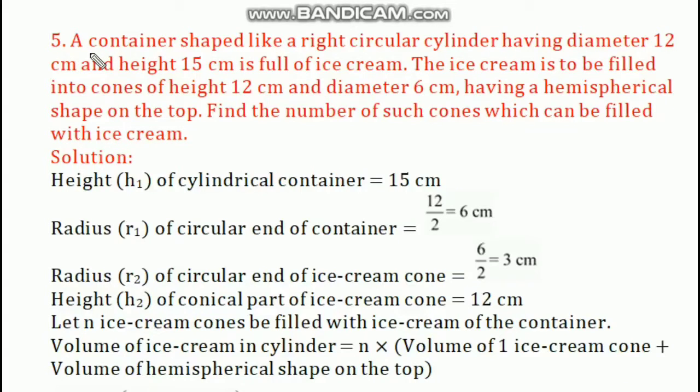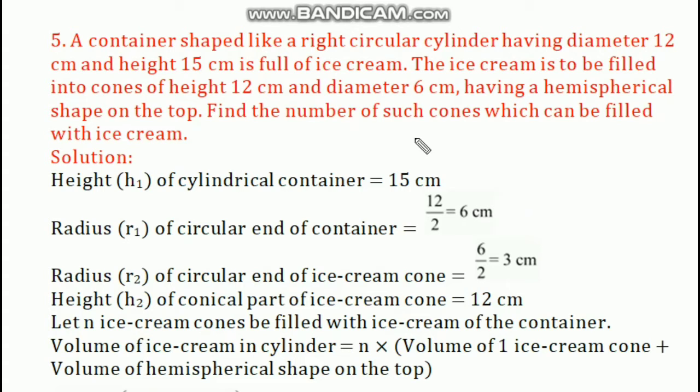Students, let's discuss exercise 13.3 fifth sum. A container shaped like a right circular cylinder having diameter 12 cm and height 15 cm is full of ice cream. The ice cream is to be filled into cones of height 12 cm and diameter 6 cm having a hemispherical shape on the top. Find the number of such cones which can be filled with ice cream.